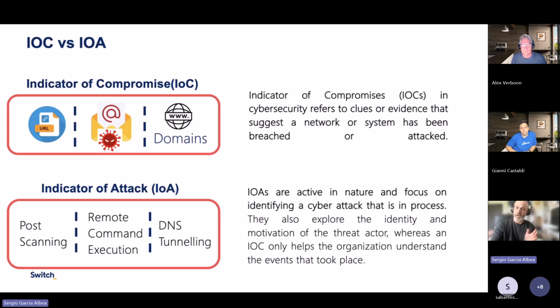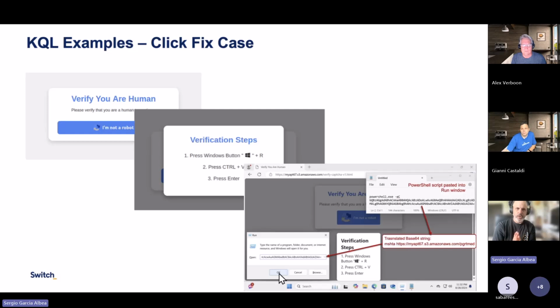And as I said, we have other ones, indicators of fraud and others, but I want to focus on these two. So to give you an example about these two indicators, we have a ClickFix case, as you see on the screen. And here we could take the IOA, which will be the command, the MSHTA, or the IOC. The IOC will be the URL, okay?